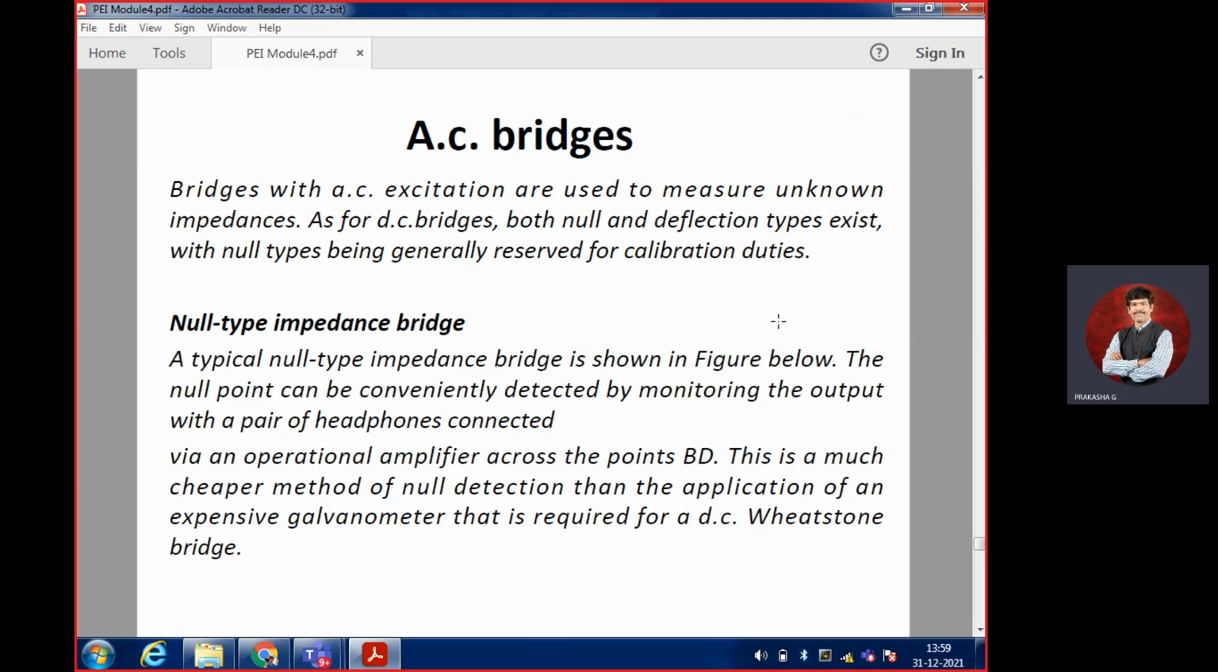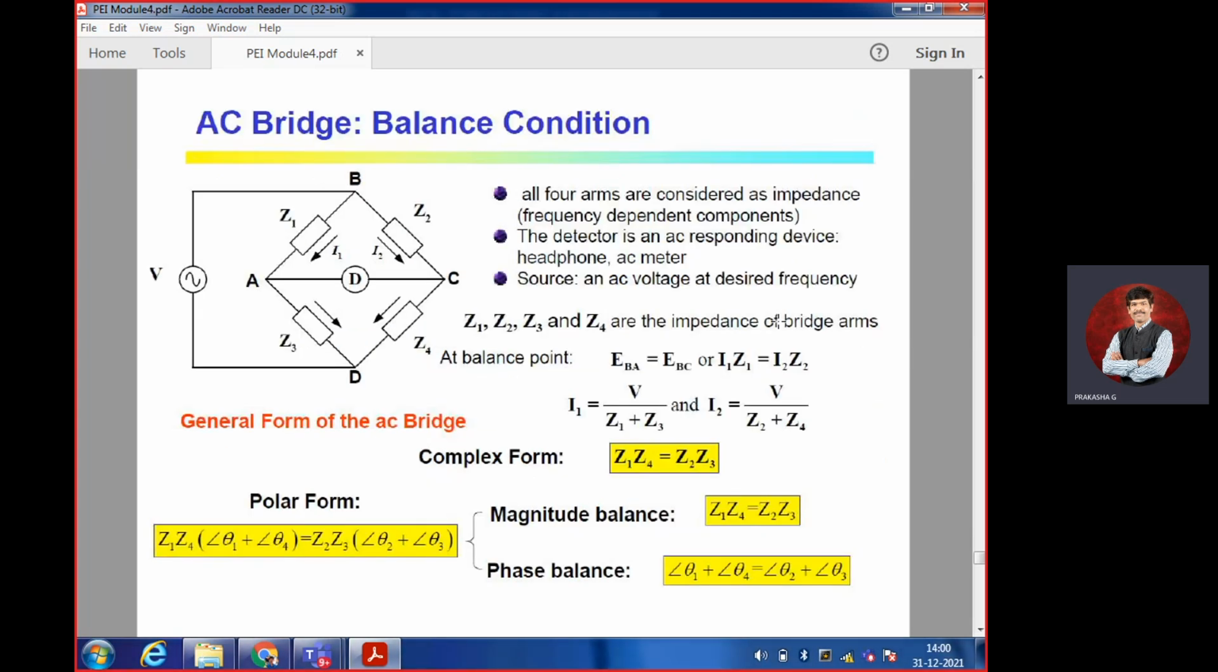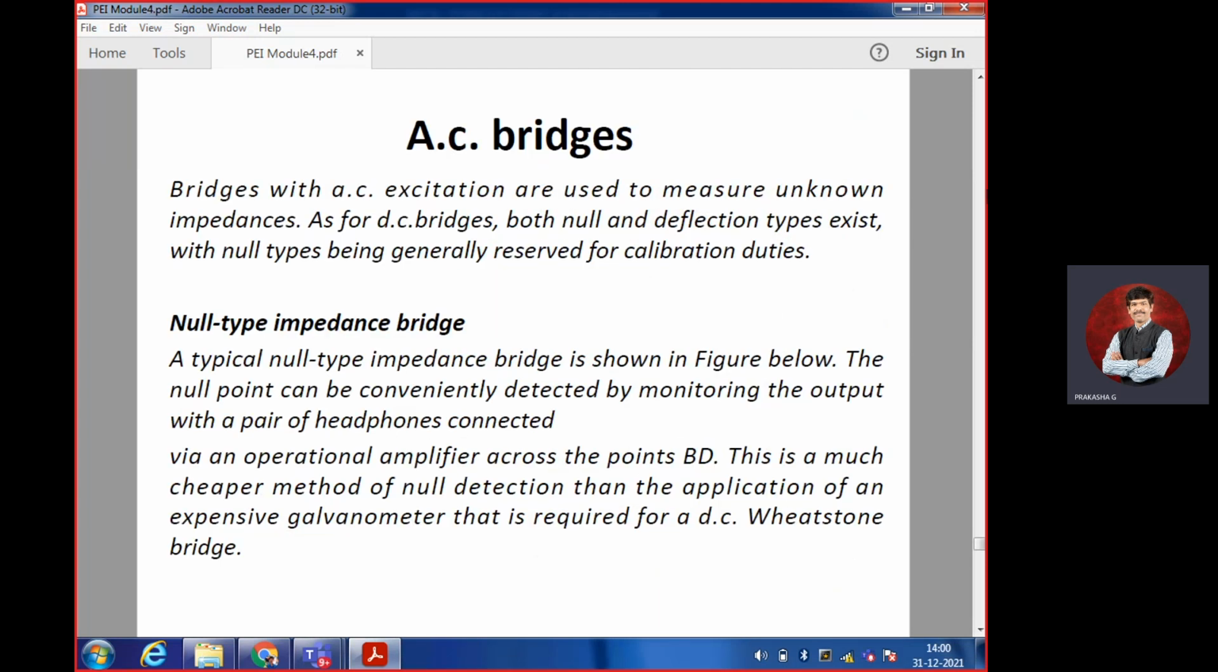So, null type impedance bridge. A typical null type impedance bridge is shown in the figure here. The null point can be conveniently detected by monitoring the output with a pair of headphones connected. One example he has given: instead of a galvanometer, he has connected the headphone. By connecting the headphone to the two ends, we can check whether we are receiving the voice properly or not. If you get the proper output without any noise, that means the bridge is balanced and the circuit is working properly.